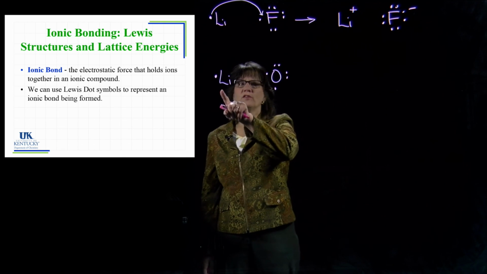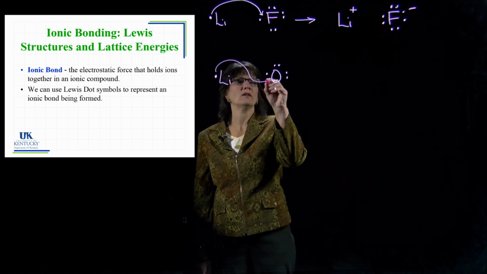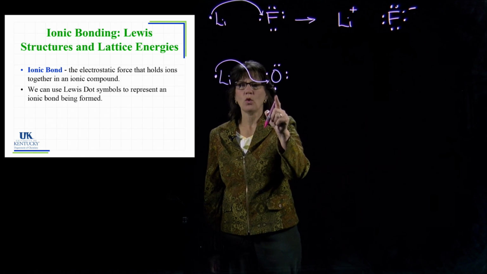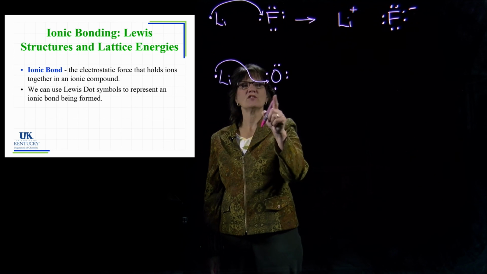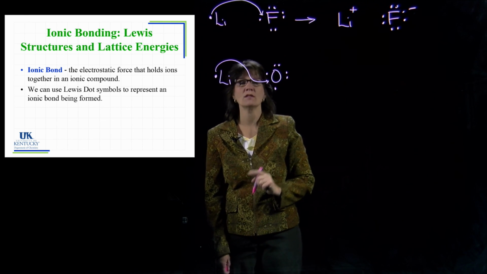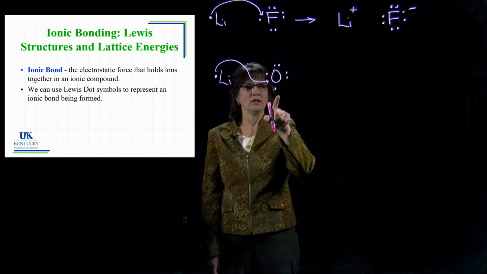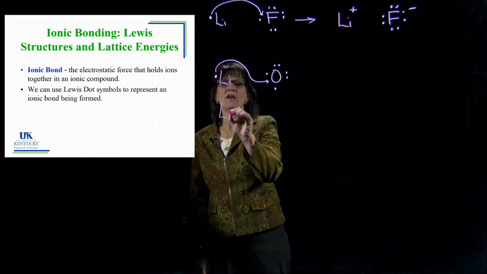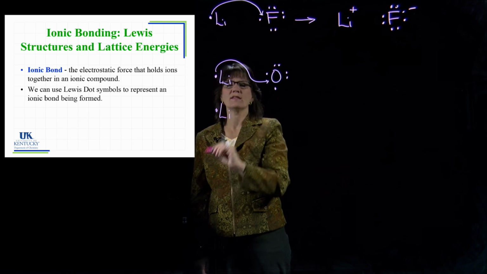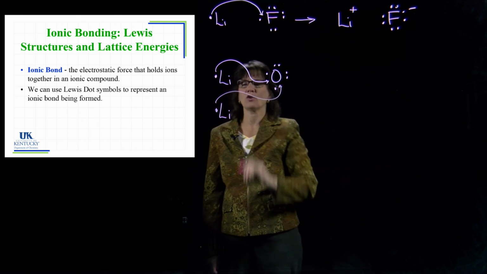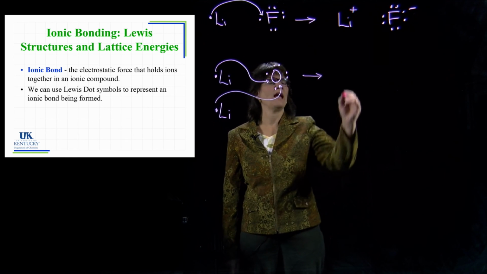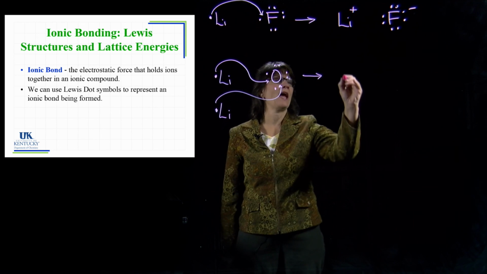Now, the lithium doesn't want this electron, so it will donate its electron to the oxygen. But this is not quite where it wants to be yet. Oxygen doesn't want to have 7 valence electrons. Oxygen would like to be like the nearest noble gas and have 8 valence electrons. So we would have to have another lithium with its valence electron giving its electron to the oxygen. At that point, all 3 of these atoms can be happy.